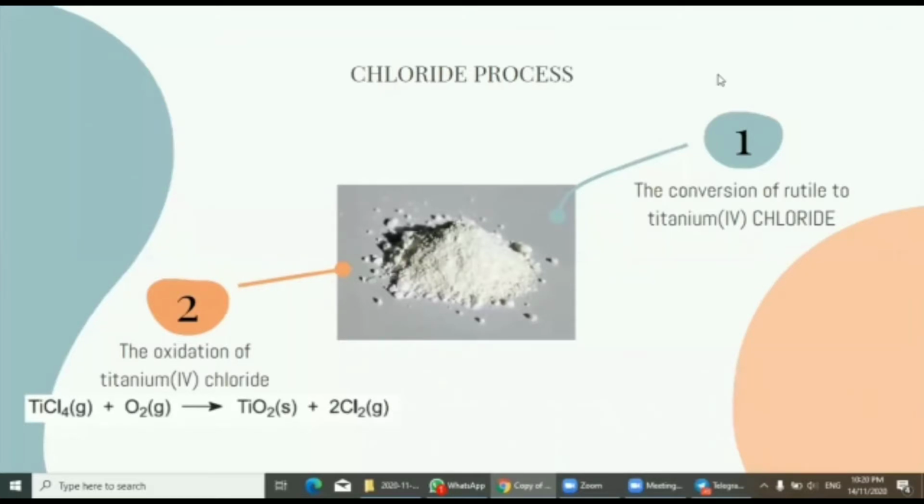The chloride process comprises two main stages. The first stage is the conversion of rutile to titanium chloride. In the next stage, liquid titanium chloride is vaporized and burned in oxygen together with a hydrocarbon fuel source at high temperature. Then, the titanium dioxide is formed as a fine solid in the gas stream and is filtered out of the waste gases using cyclones or filters.